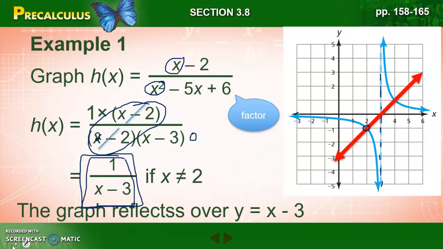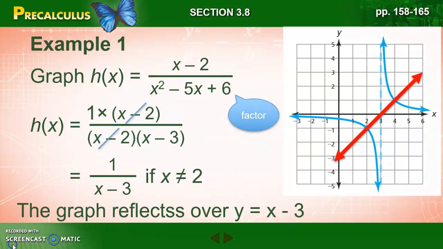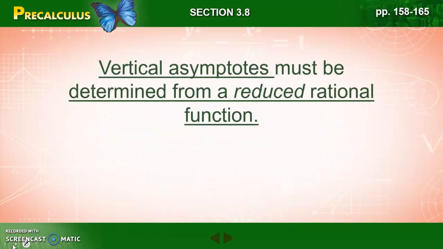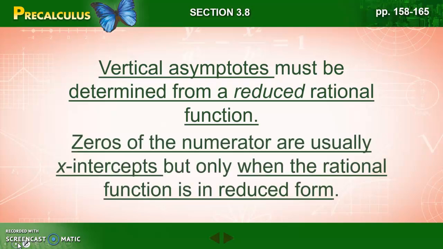The graph reflects over y equals x minus 3. Here's x minus 3, and then here's our reciprocal function, y equals 1 over x minus 3. So going back to this reciprocal function, you can see that reflection there. Vertical asymptotes must be determined again from a reduced rational function. So once we reduce that function, we saw that x could not be equal to 3. That gives us our vertical asymptote.